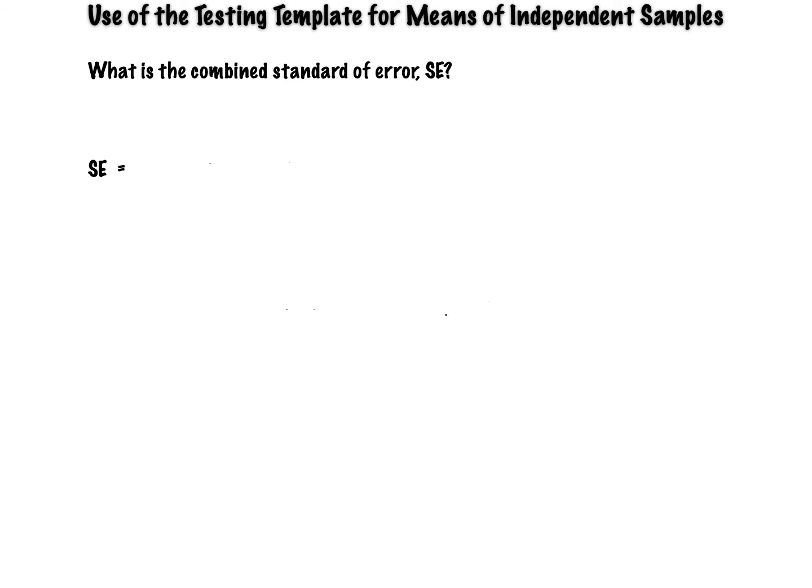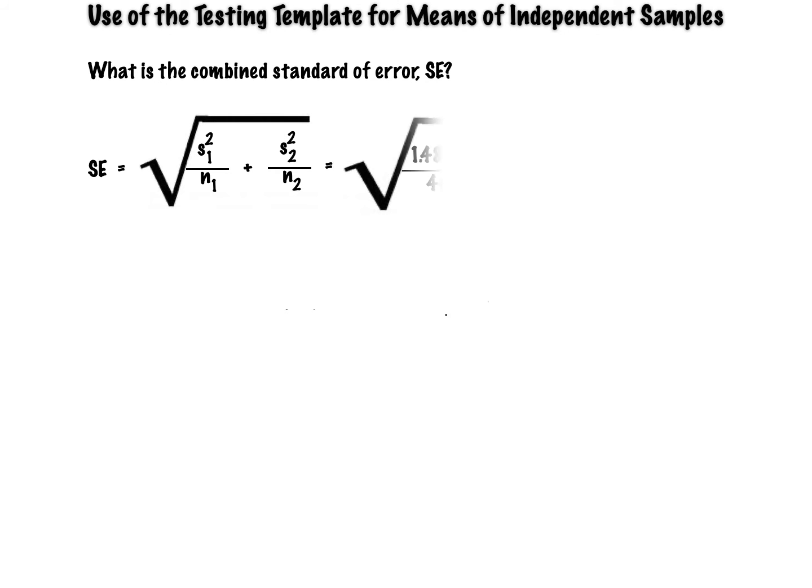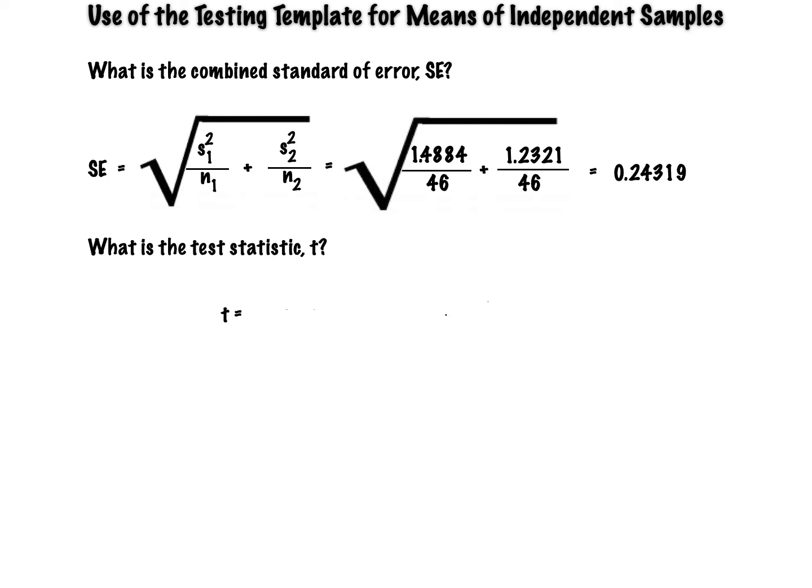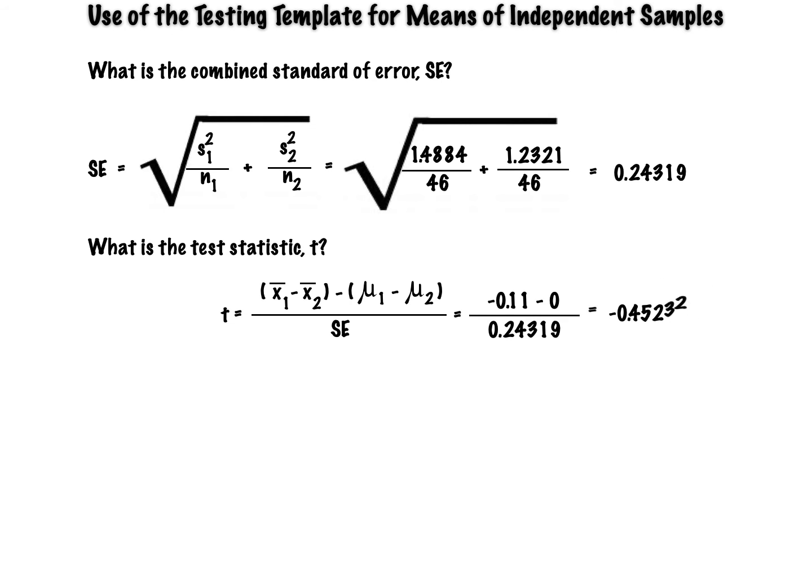Next, we need to calculate the standard error of the combined means. That requires us to divide each sample variance by their relevant sample size, add the results, and then take the square root of the final result. We can now calculate the test statistic, which is just the difference in the sample means minus the difference in the population means, which is 0 in this example. Then we must divide by the standard error, and in this example we get a negative 0.45232.